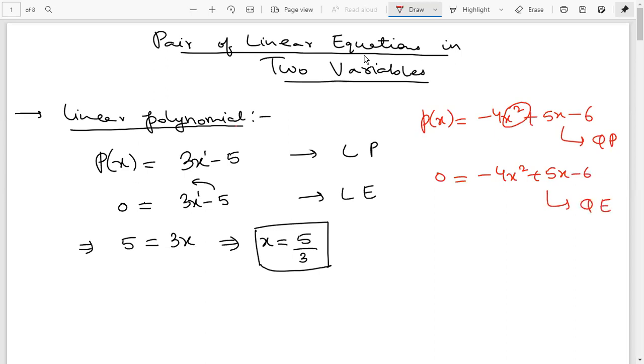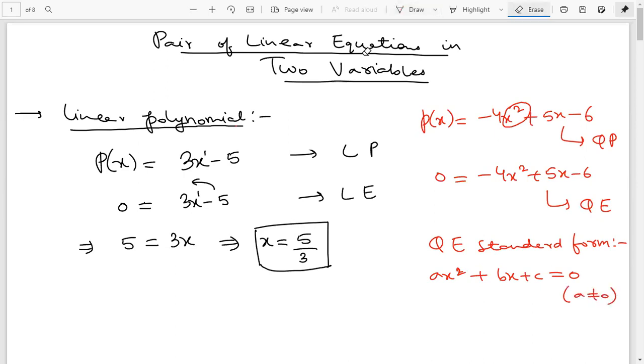Simply, a quadratic equation, we know, has the standard form ax square plus bx plus c equal to 0, where a is not equal to 0. Many times I have written this in the last chapter. Yes, sir, got it. So if we replace p(x) with 0, the quadratic polynomial becomes a quadratic equation.